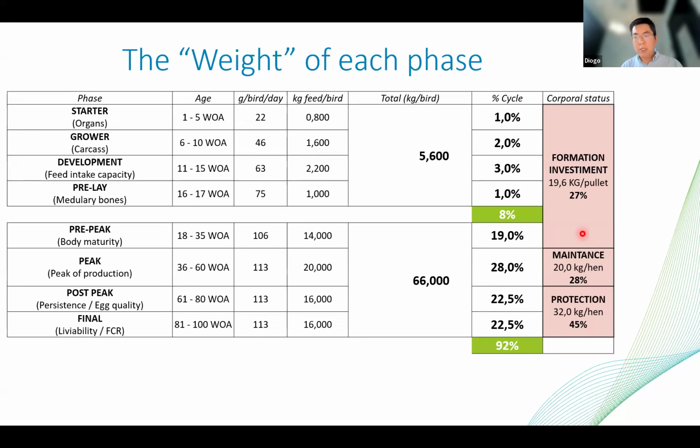So one message that is possible to find with this information is that sometimes we are trying to find a way to save money or to introduce alternative ingredients in the rearing phase. And we start to see some problems. But remember, if you use the alternative ingredients starting at the grower phase, we are giving or interfering on the feed costs of 2% of the total feed that the bird will eat during 100 weeks of age.